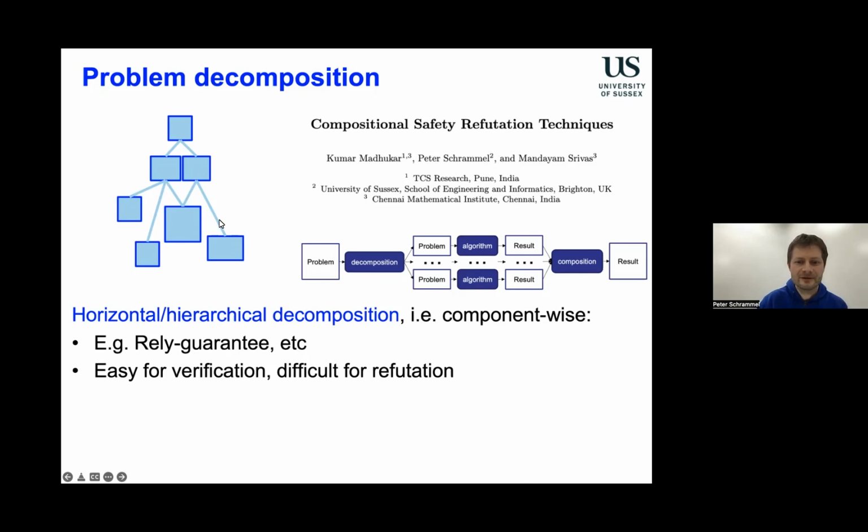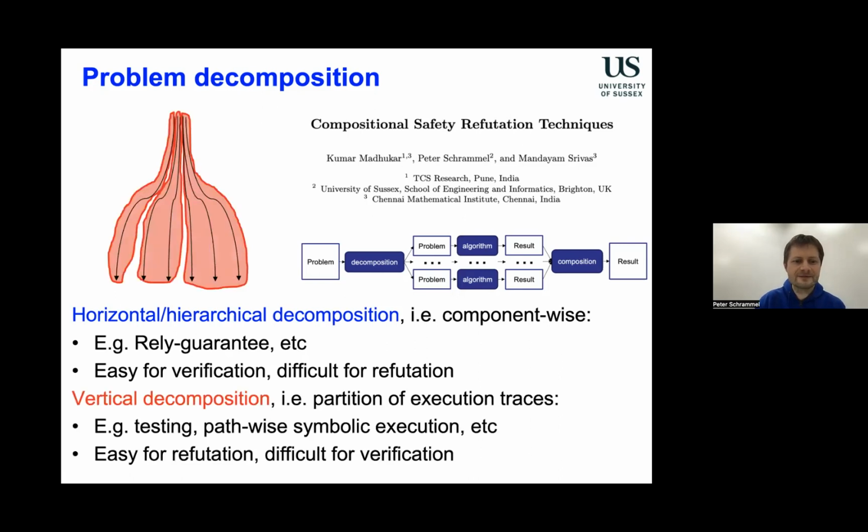It's not that easy for refutation because the execution traces are cross-cutting to these components, and you usually need execution traces to prove reachability of a bug. So this turned out to be not that easy for refutation. Whereas if you look at what we call vertical decomposition, that one essentially partitions the sets of execution traces.